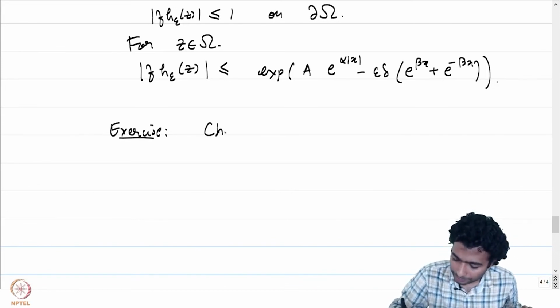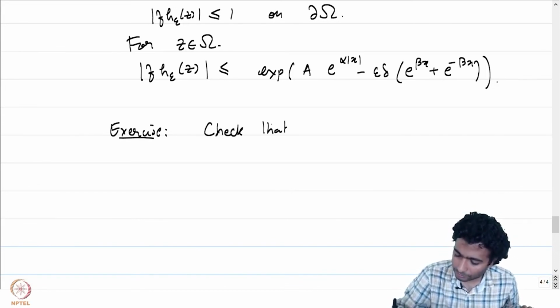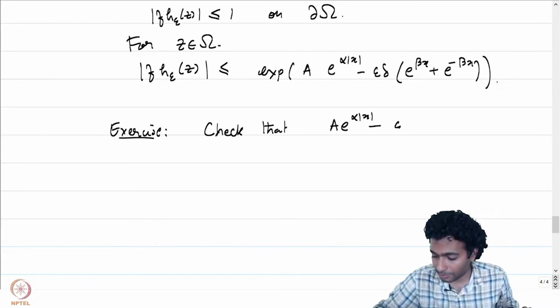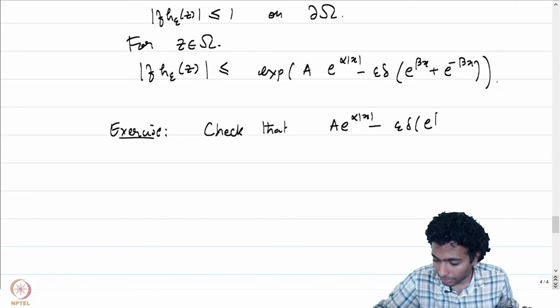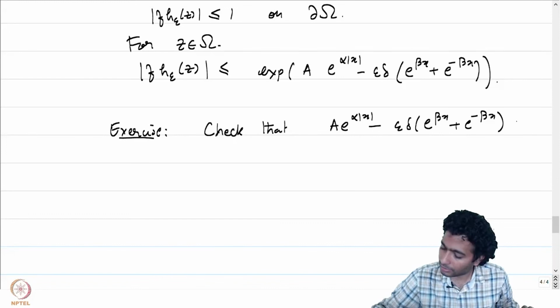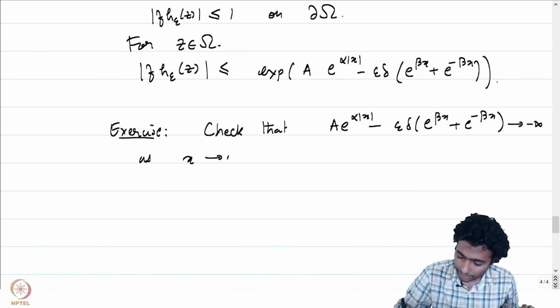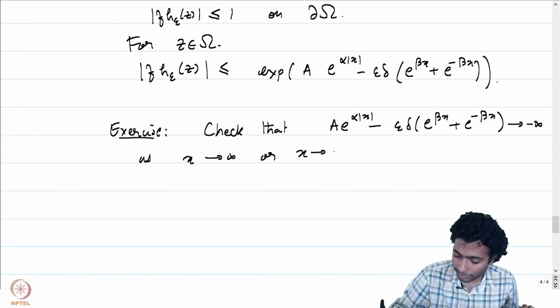Check that a e to the power alpha times mod x minus epsilon into delta times e to the power beta x plus e to the power minus beta x converges to minus infinity as x goes to infinity or as x goes to minus infinity.